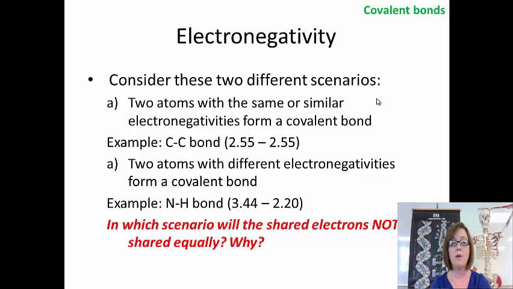Scenario number 2, we have two atoms with different electronegativities forming a covalent bond. Right? You have a nitrogen that has an electronegativity of 3.44, and that's bound to hydrogen that has an electronegativity of 2.20. In this tug-of-war match, there is clearly someone here that's stronger. And remember, what we're tugging on are the electrons. So what I'm asking you is, in which scenario will these shared electrons not be shared equally, and why?